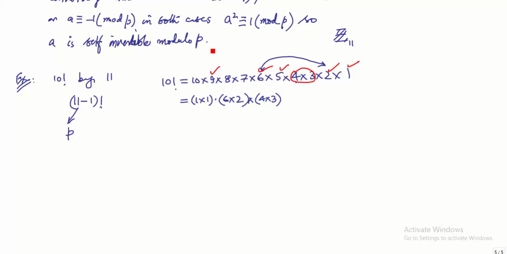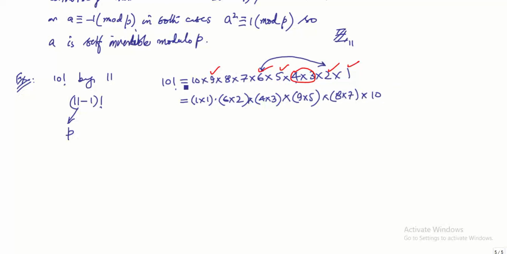So 45 is 1 because 9 and 5 are inverse to each other. So 9 times 5. And now we have 8 times 7, 8 times 7, and then 10 because the inverse of 10 is 10 again. So there are only two numbers which are self inverse. The first one is 1 and the other one is 10.